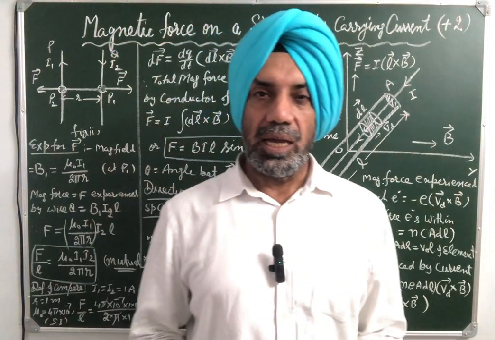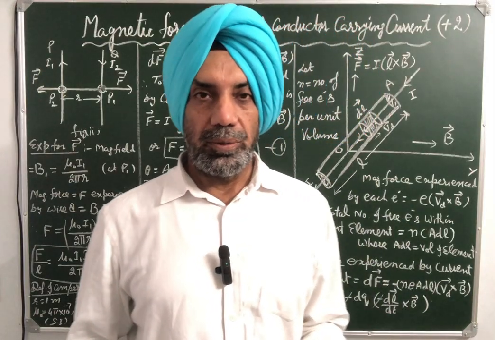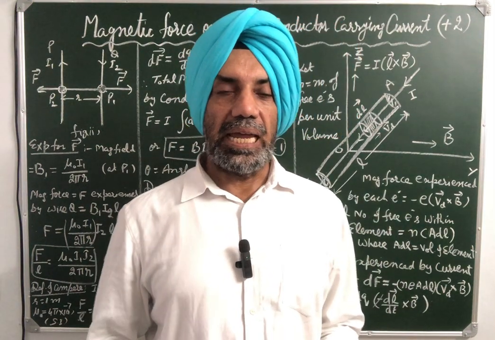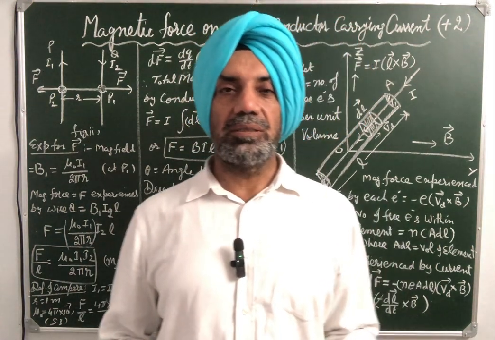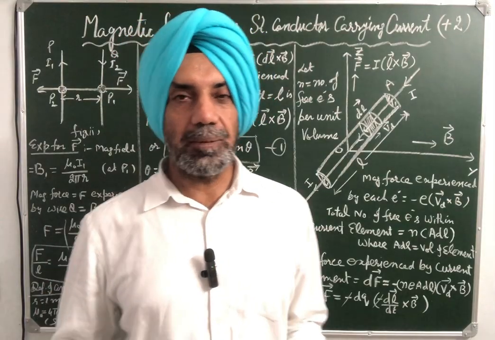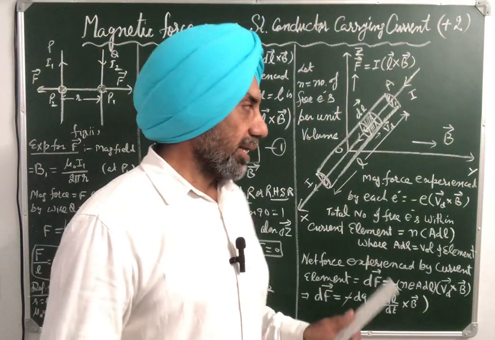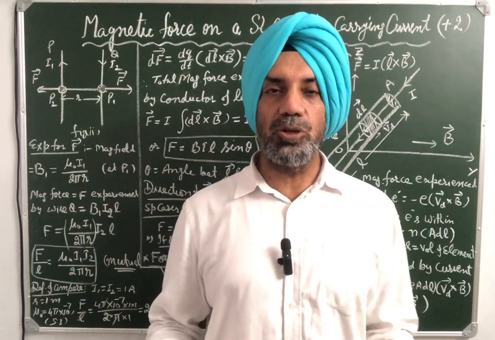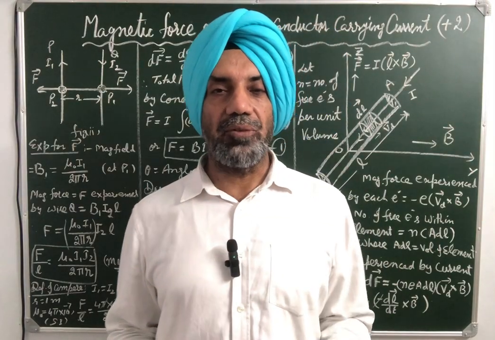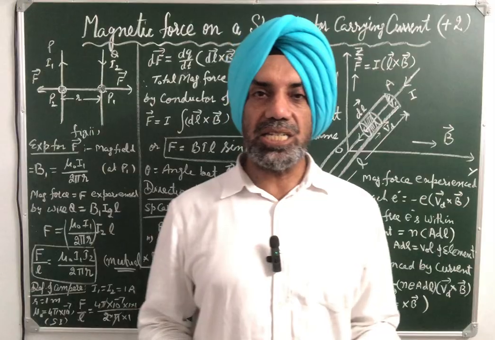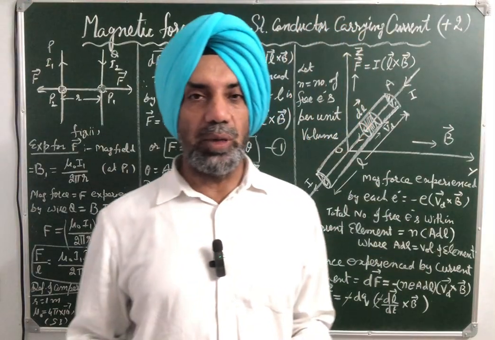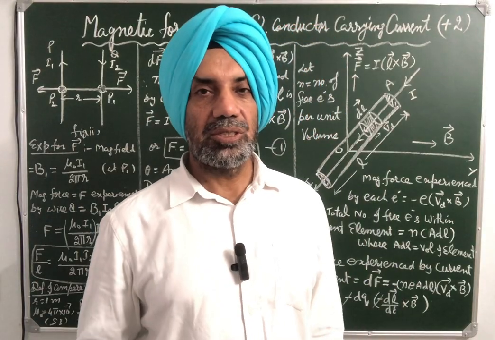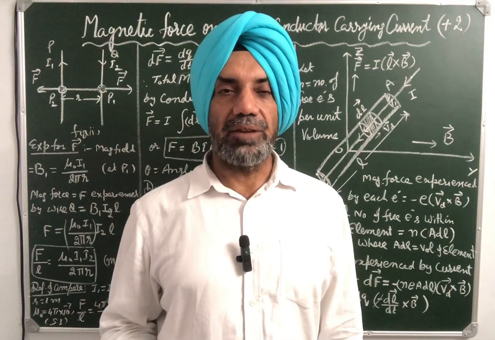So a question may be asked: why do two wires carrying current in the same direction attract, whereas two electron beams traveling in the same direction repel each other? Because in the case of wires carrying current, the force is due to interaction of the magnetic field produced by one on the other wire, and the wires are not charged. But in the case of two electron beams, electrons are negatively charged, so they repel each other. So this is all about magnetic force.